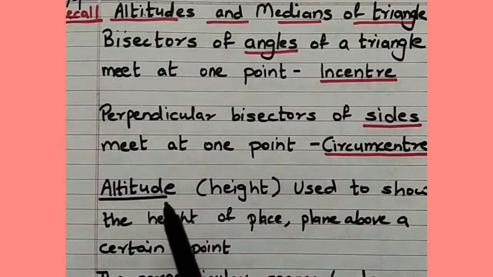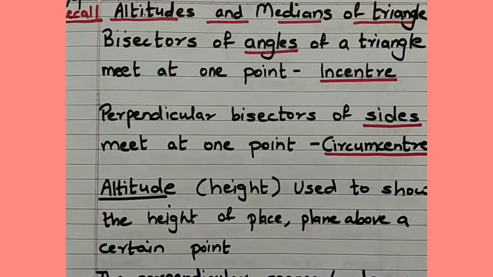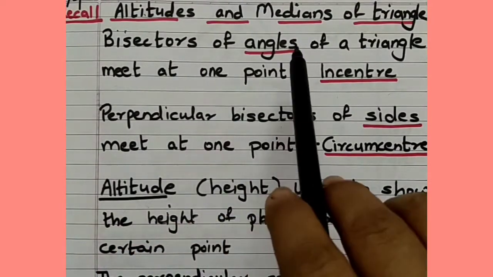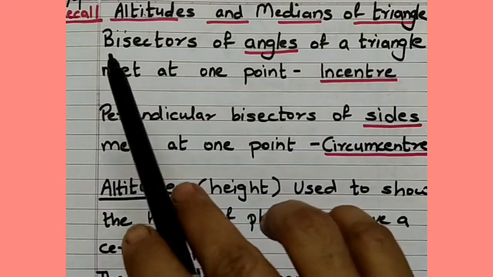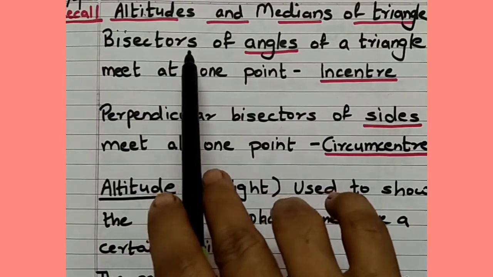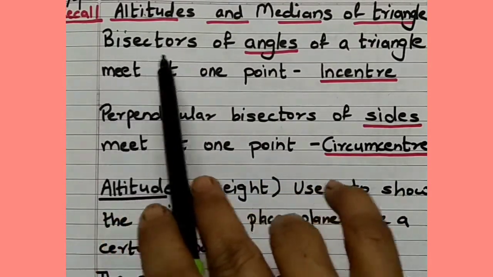Now before studying this altitude and median, let us do some recalling, that is what we have learned last year. Last year we have learned bisectors of angles of a triangle. Now what is a bisector? Bi means two and sector means section or part. So bisectors of angle means two parts of angle.